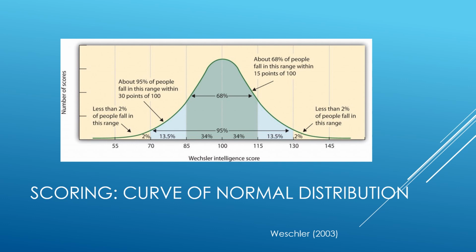And again, conversely, anybody scoring above 115 would be considered above average. Anyone scoring 130 or above would be considered well above average. So less than 2% again of people would fall in that particular area.